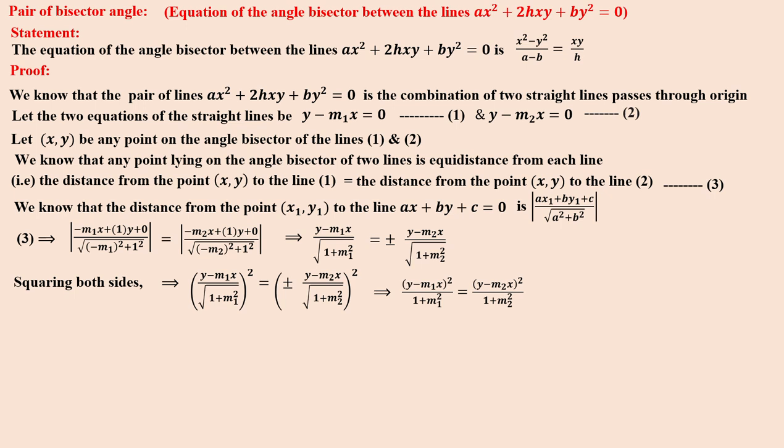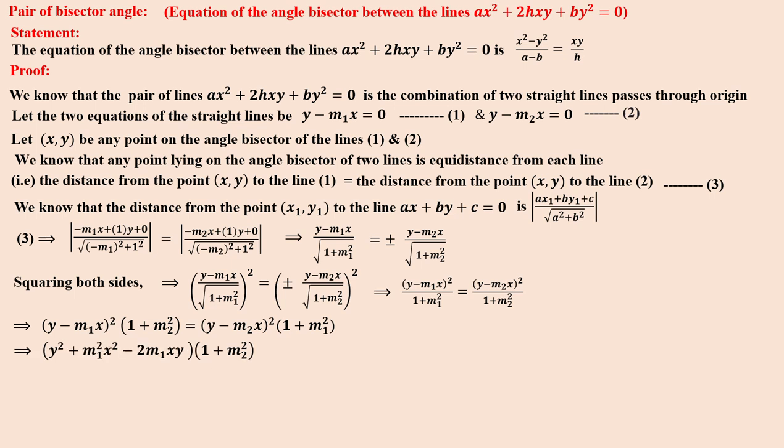Now come to the right side, same idea. So y minus m2x the whole square in the numerator, divided by, the square root will cancel, 1 plus m2 square in the denominator. Then you cross multiply. So 1 plus m2 square into y minus m1x the whole square on the left hand side, and 1 plus m1 square into the right hand side, y minus m2x the whole square.